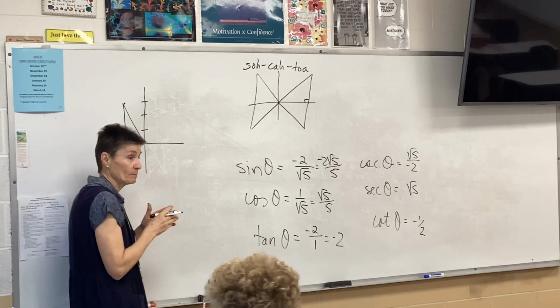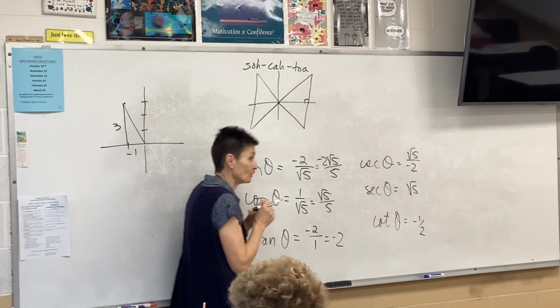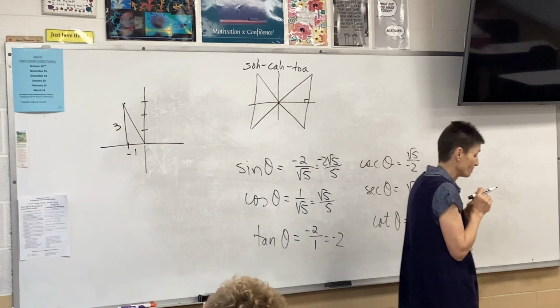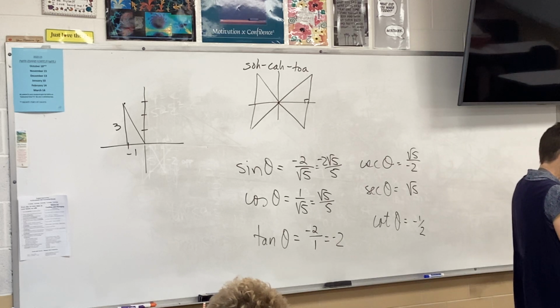Use the Pythagorean theorem to find my hypotenuse. Okay, go ahead, see if you can do that on your own. A squared plus b squared equals c squared.